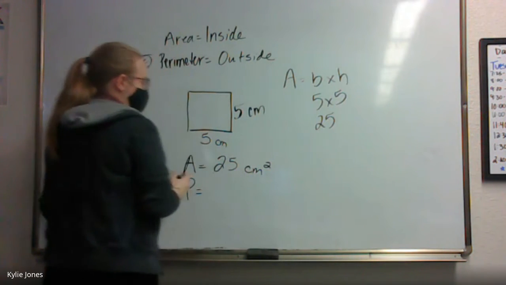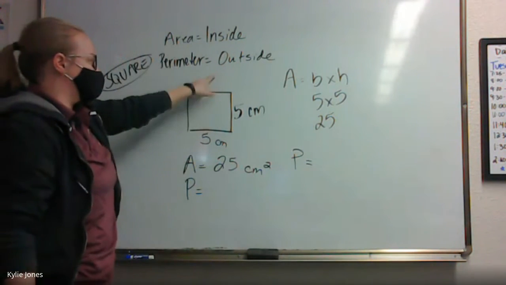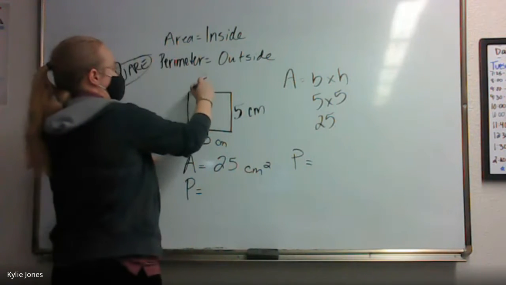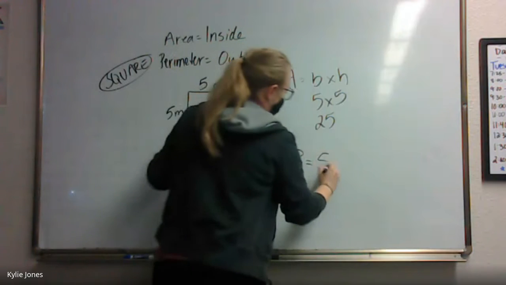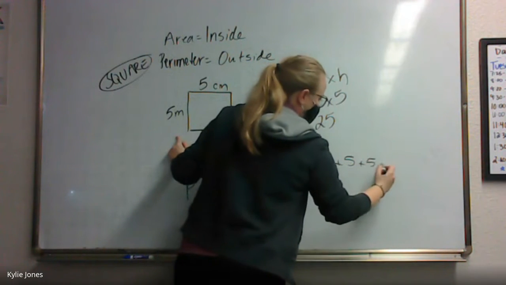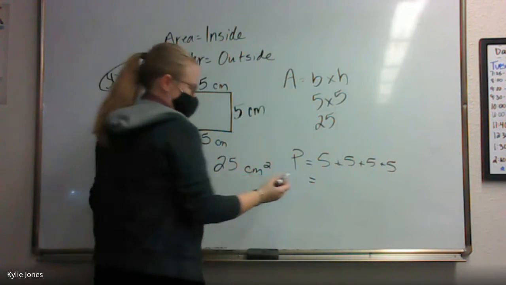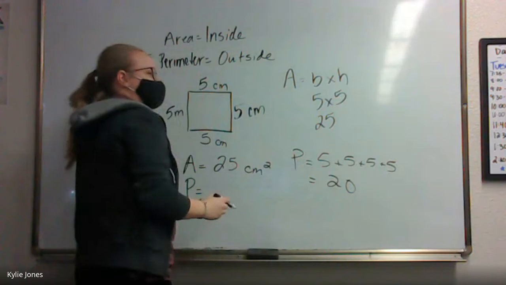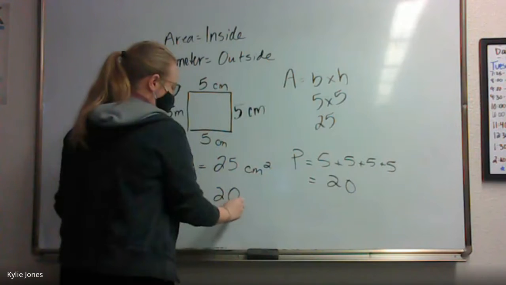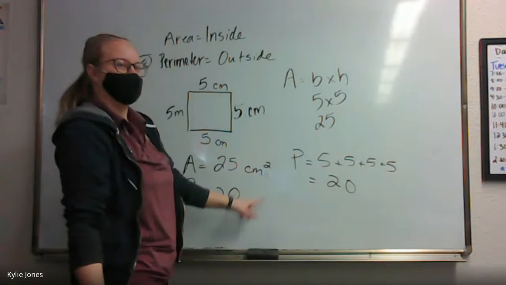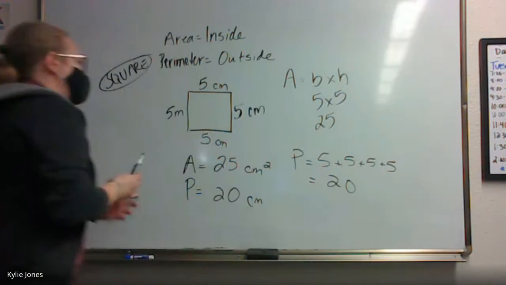Centimeters squared. Good. Now, perimeter, we know we need to add, but I only have 2 side lengths here. So what are these other ones? Also 5. Good. What is 5 plus 5 plus 5 plus 5? 20. You added 1 extra 5. It's only 20 this time. And is it centimeters or centimeters squared? If it's perimeter, it's just centimeters. Good try though.